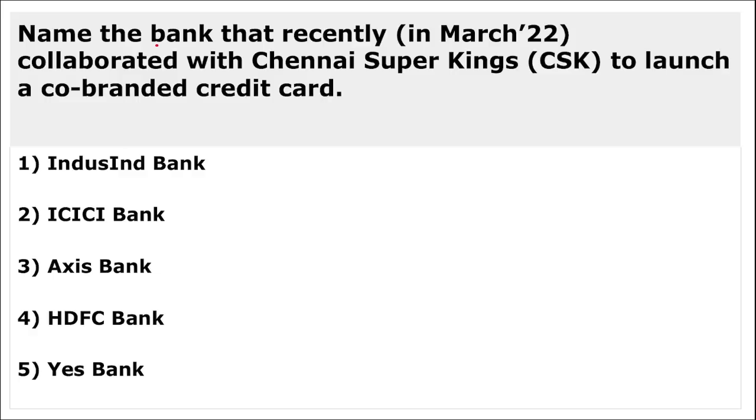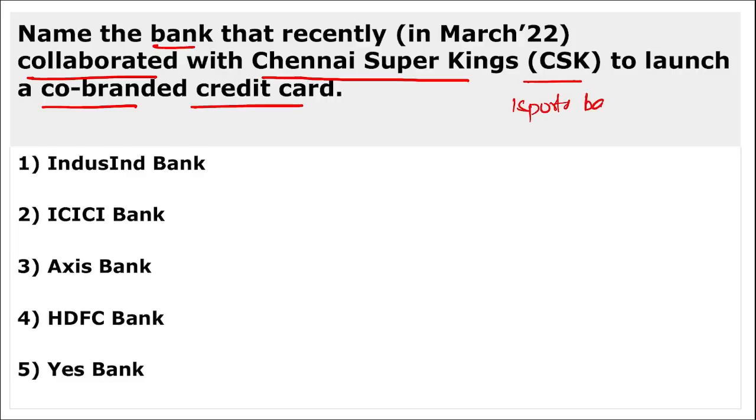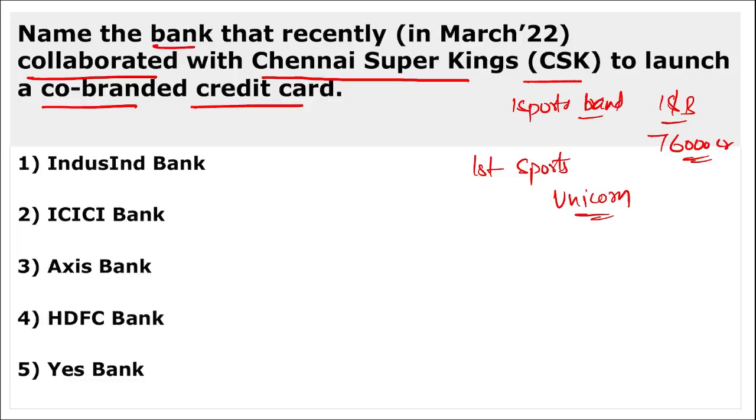Next question. Name the bank that recently collaborated with Chennai Super Kings to launch a co-branded credit card. Apart from this, remember, CSK became the first sports brand or sports company to cross the market cap of $1 billion, or 76,000 crore rupees, and it has become the first sports unicorn. The first sports unicorn of India is Chennai Super Kings.